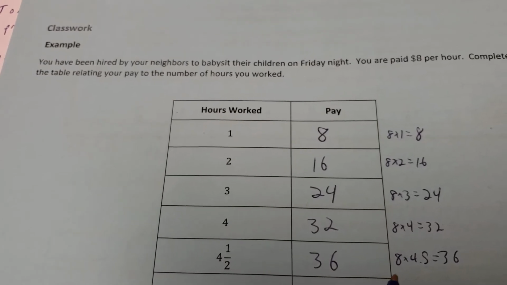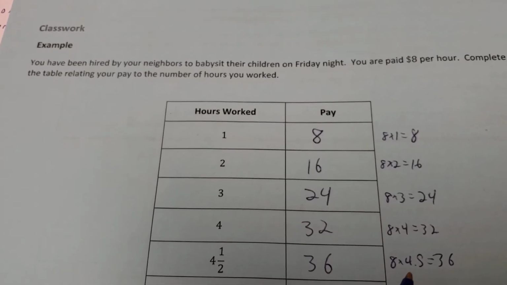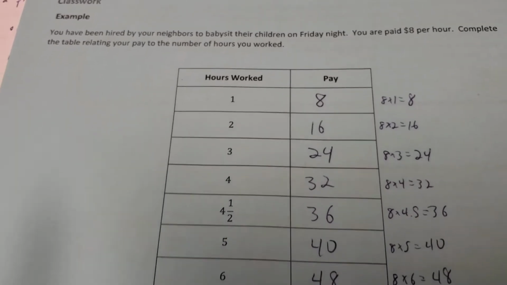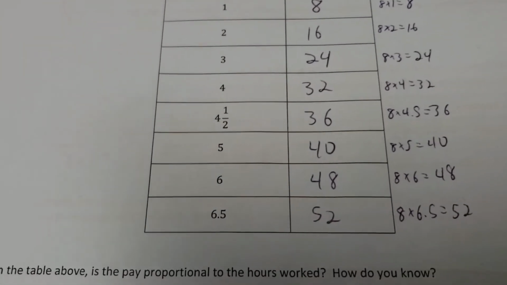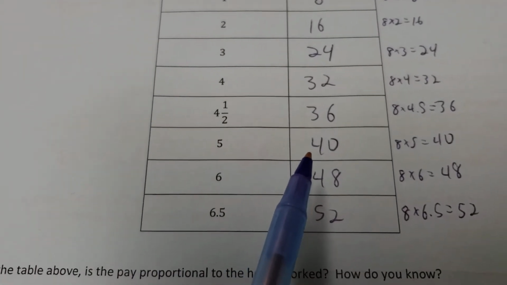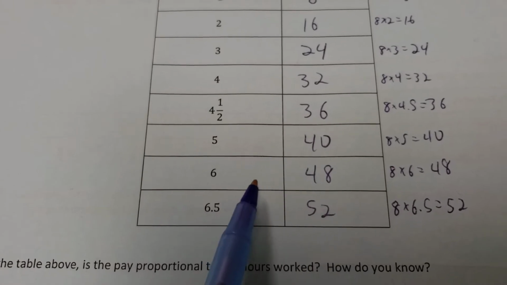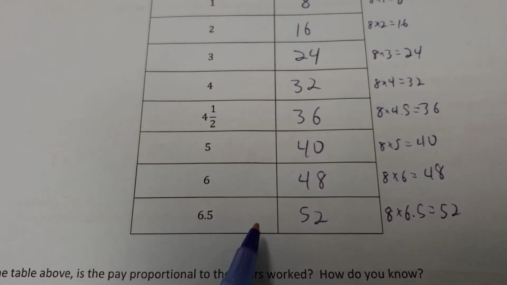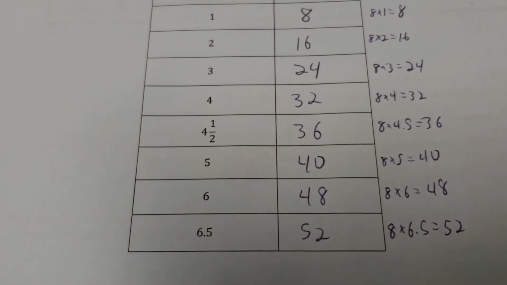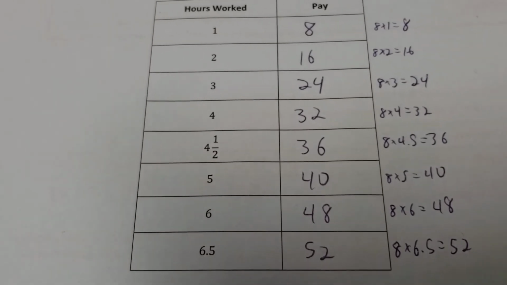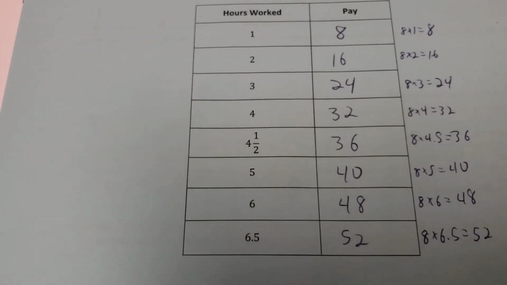4.5 hours: $8 times 4.5, you get $36. If you work 5 hours, you get paid $40. 6 hours, $48. 6.5 hours, you get paid $52. So that's an easy way to fill out the table there. You make $8 each hour.